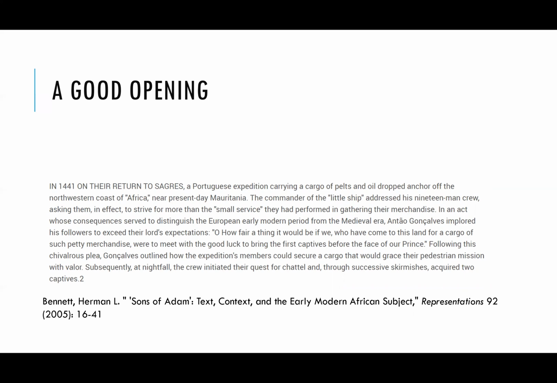So Herman L. Bennett's Sons of Adam, Text, Context, and the Early Modern African Subject in a journal called Representations from 2005 has a really nice opening here about the Portuguese sailing to what's now present-day Mauritania and a raid where they captured some people as prisoners and eventually slaves. So pause the slide and read that. I think it'll help your own writing.